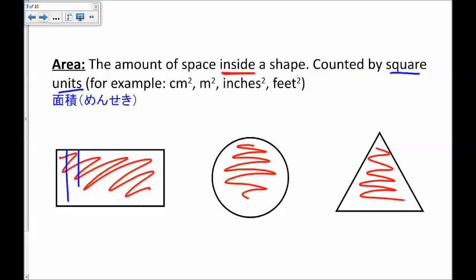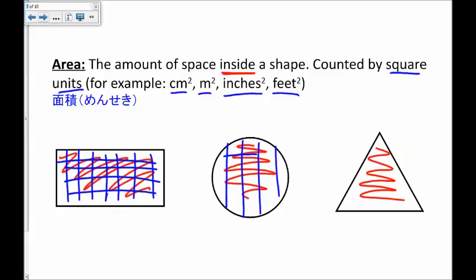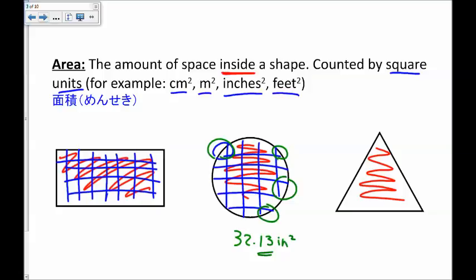Okay, so I cut this into squares. Then I can count how many square centimeters, or square meters, or square inches, or square feet. Okay, and this also works for curved shapes. Now because you have parts that are not whole squares, your area may be something like 32.13 inches squared. So this decimal means there's not a whole square, but we still count it using square units.